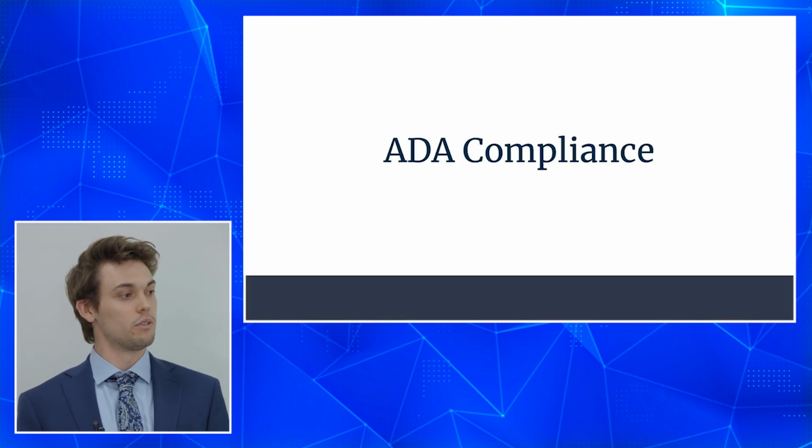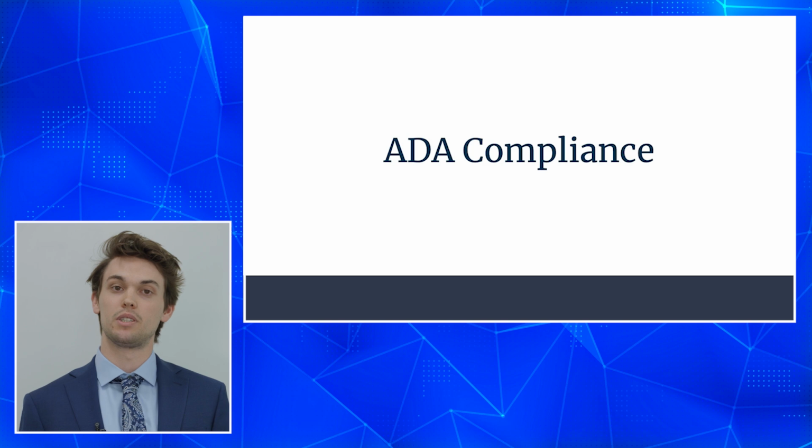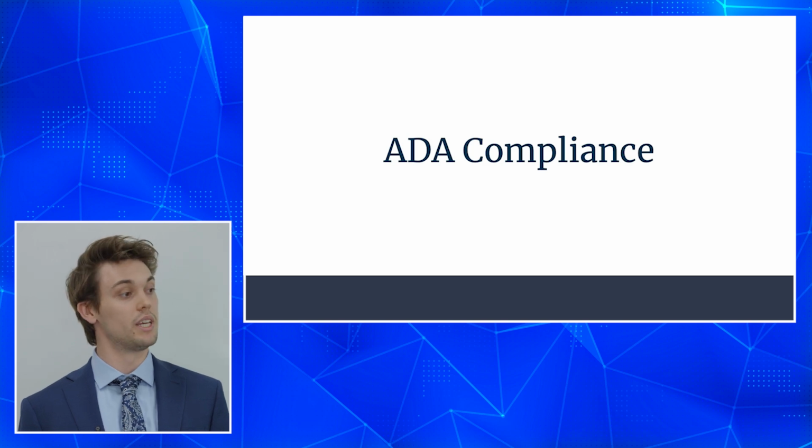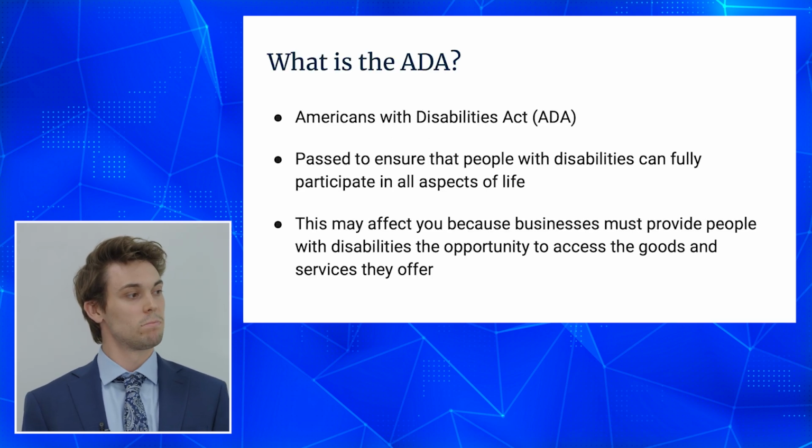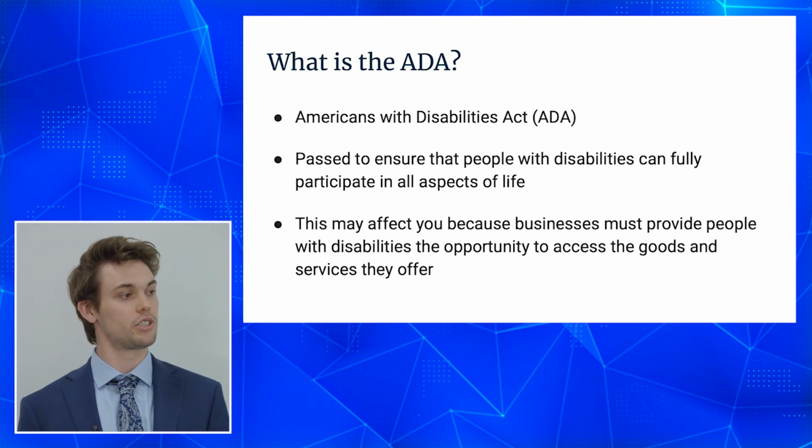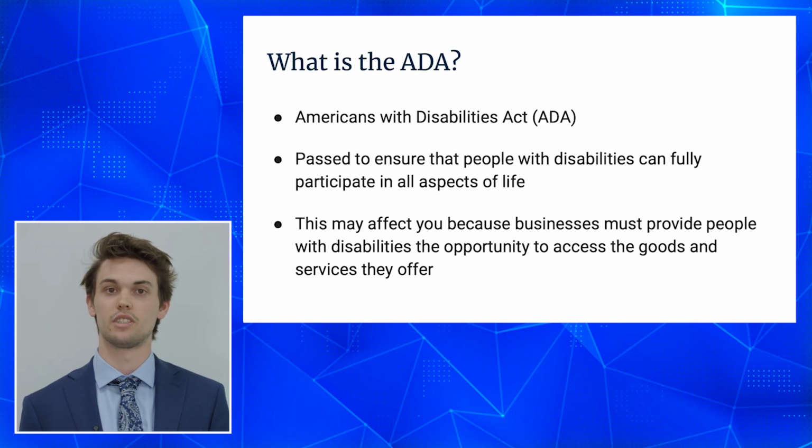So after you have checked the zoning and the certificate of occupancy for the building, a next consideration would be ADA compliance. The ADA is the Americans with Disabilities Act. It is passed to ensure that people with disabilities can fully participate in all aspects of life. This may affect you because businesses must provide people with disabilities the opportunity to access the goods and services that they offer.